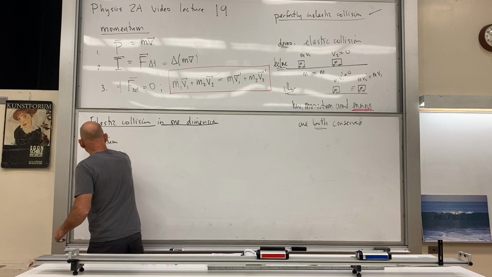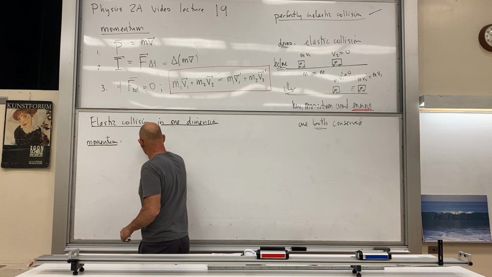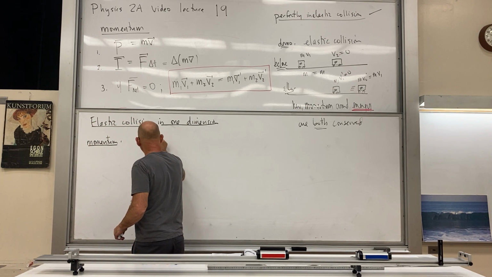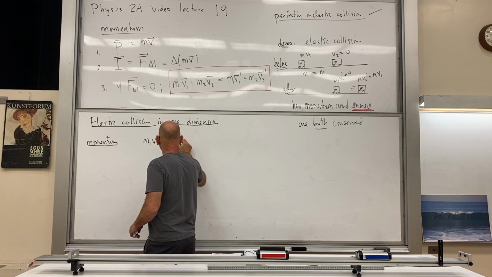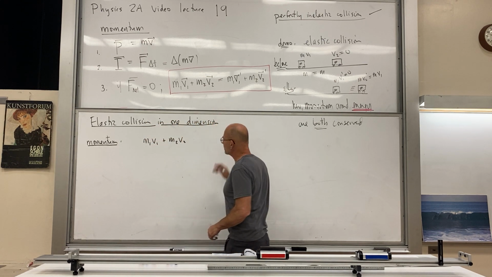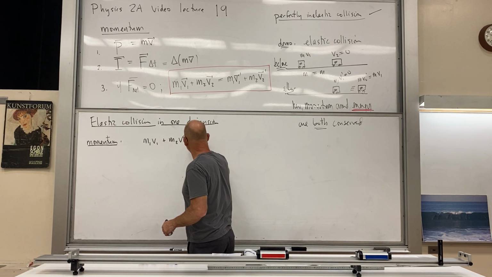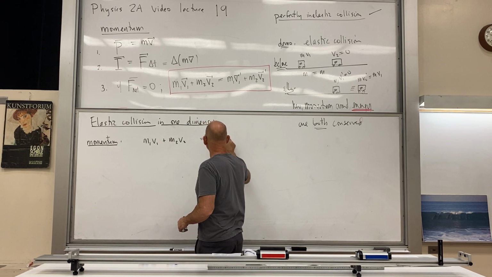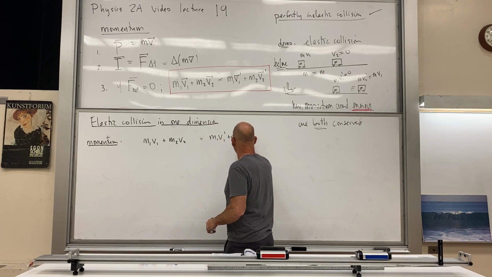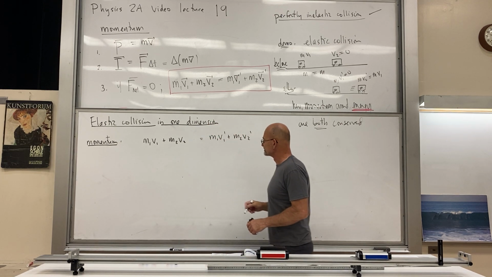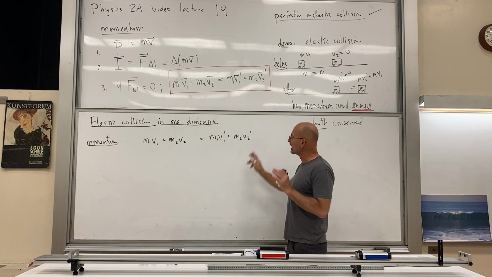So here's our momentum equation. We have m1v1 plus m2v2. You know, I left the vectors off, although these can still have positive and negative values, right? m1v1 plus m2v2 equals m1v1 prime plus m2v2 prime. So that we already know about.